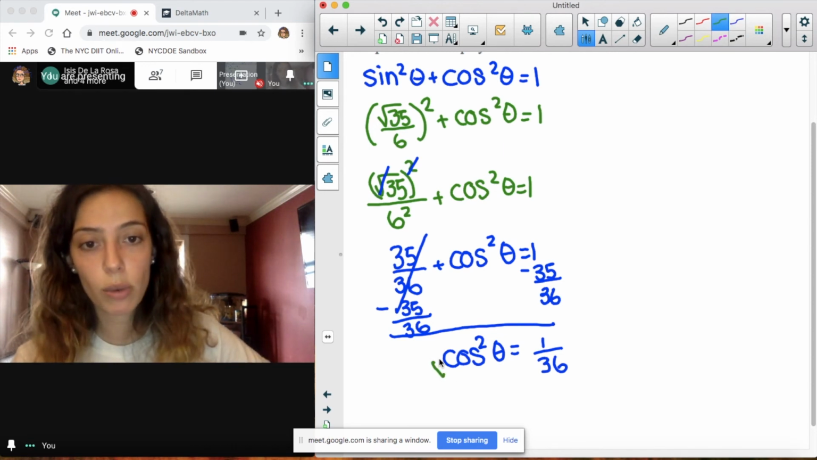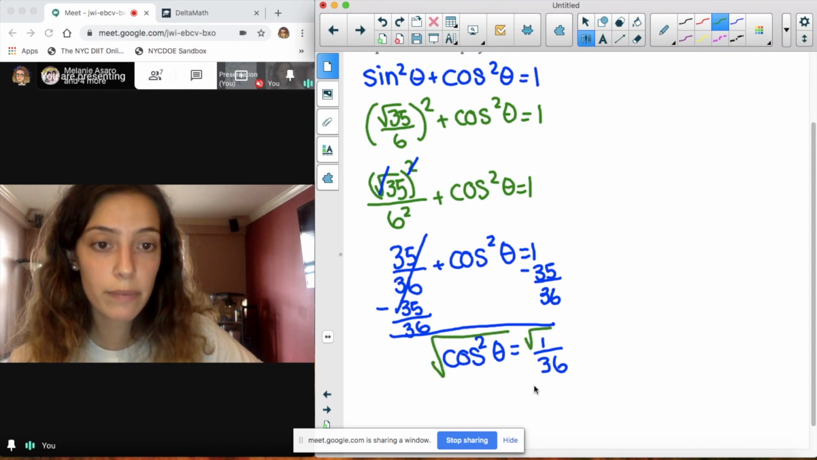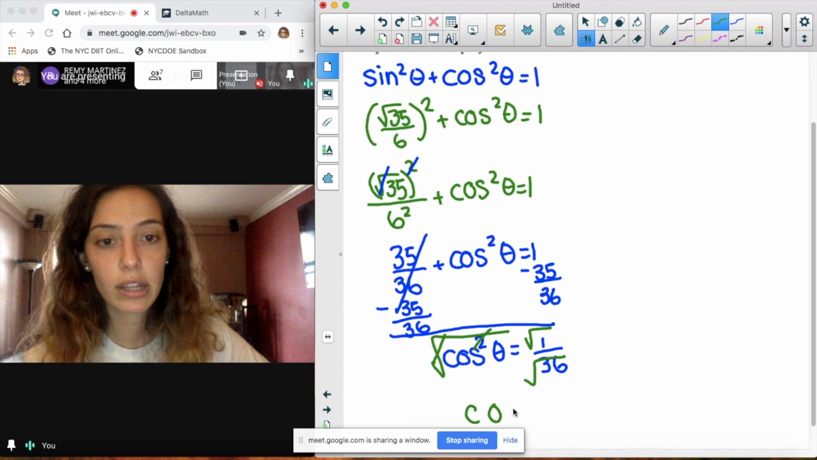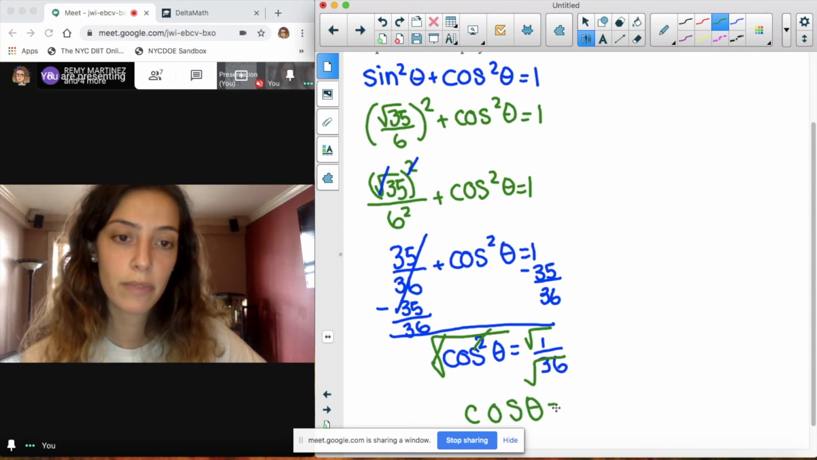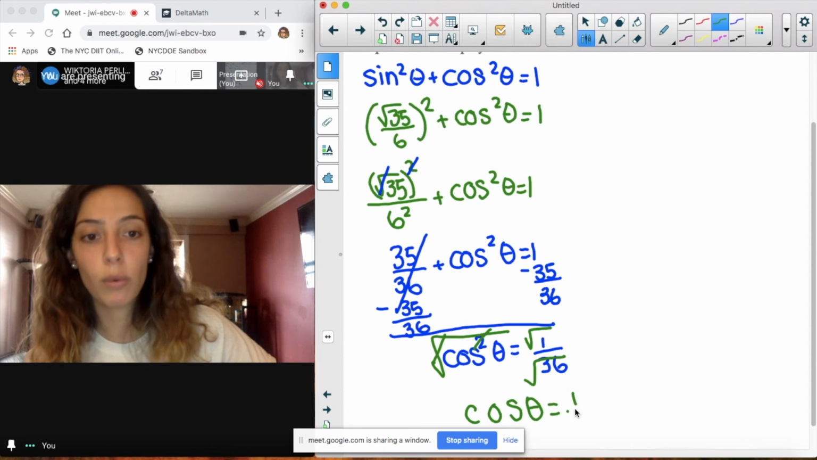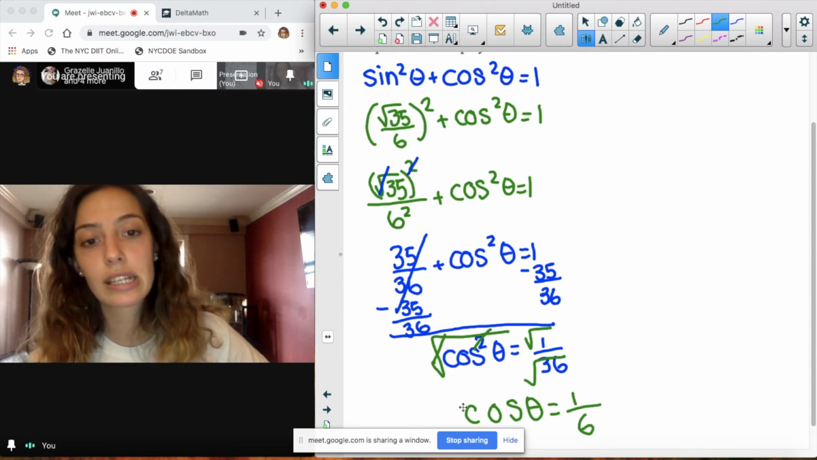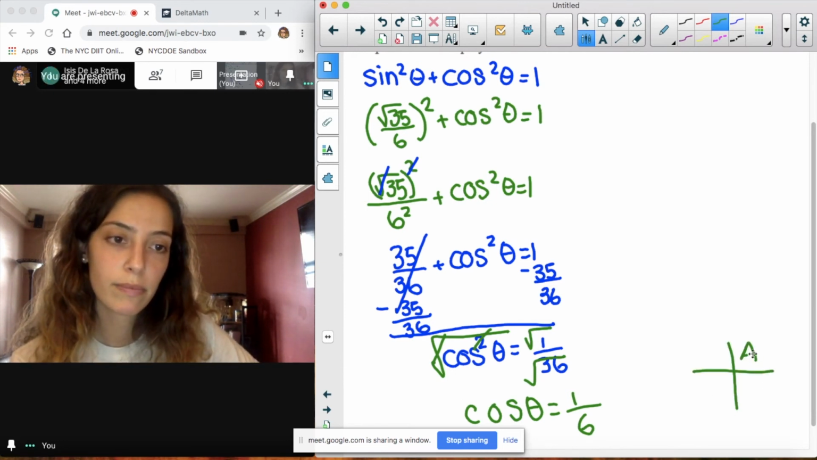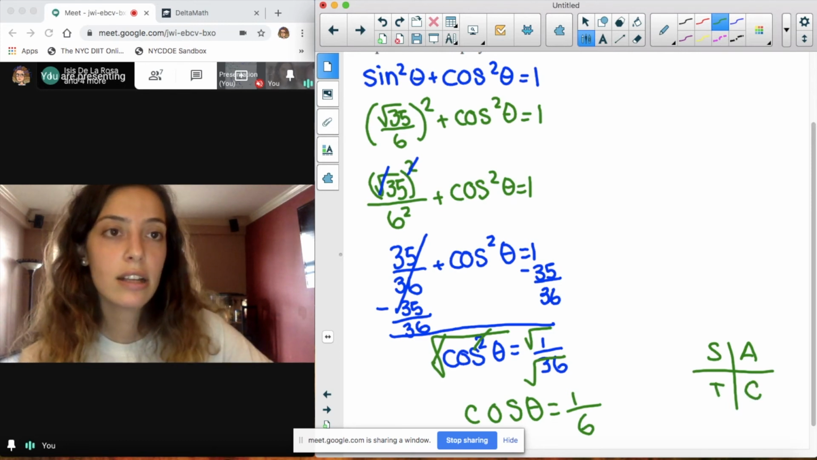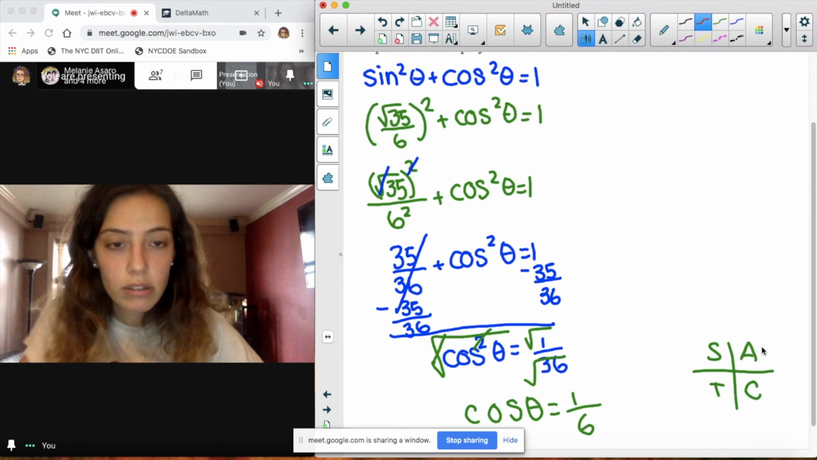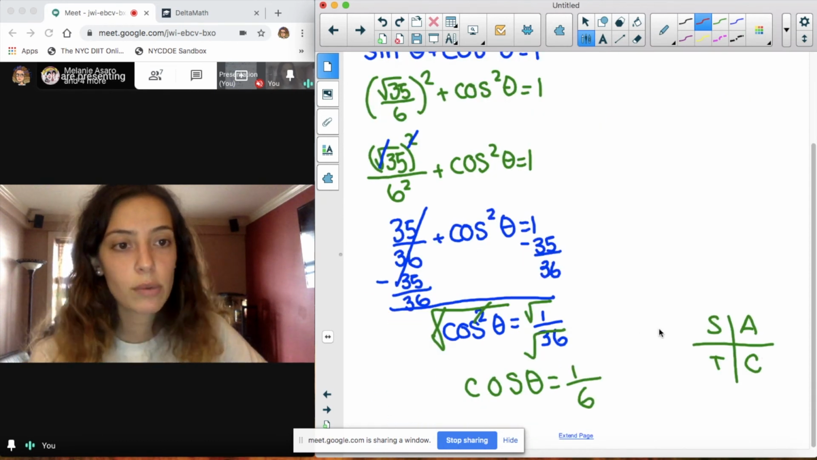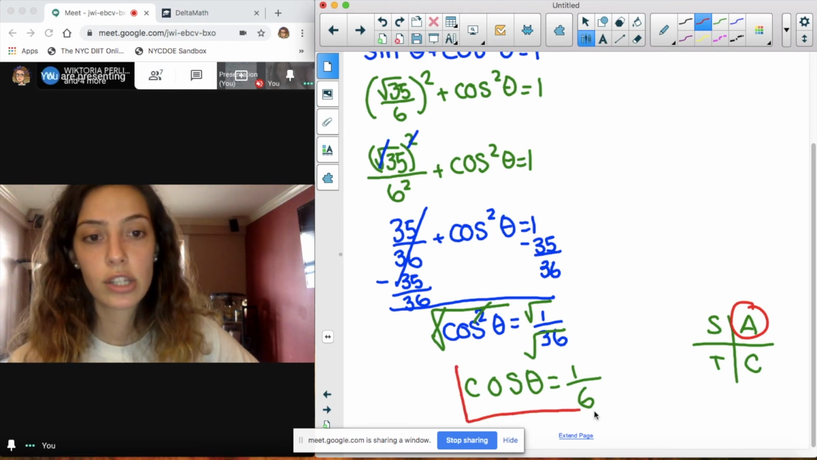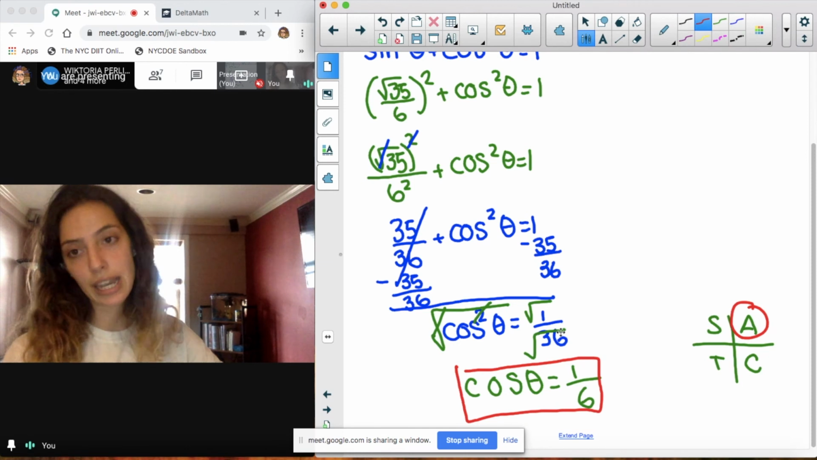Last step is to square root everything. So you square root the numerator, square root the denominator. The radical and the square will cancel. And we're left with cosine of theta is equal to, the square root of 1 is 1. Square root of 36 is 6. So you have to use "all students talk constantly." It tells us that we are in the first quadrant, I believe. Yes, it says we're in quadrant 1. In quadrant 1, all trig ratios are positive. So our answer is just 1 over 6.